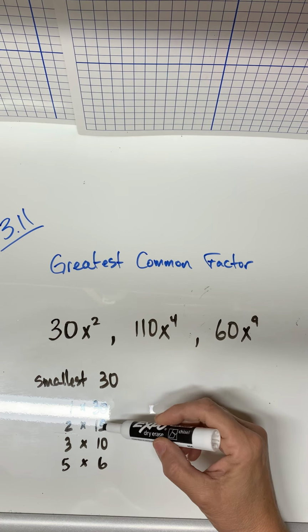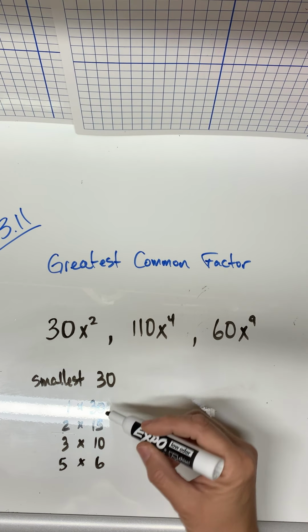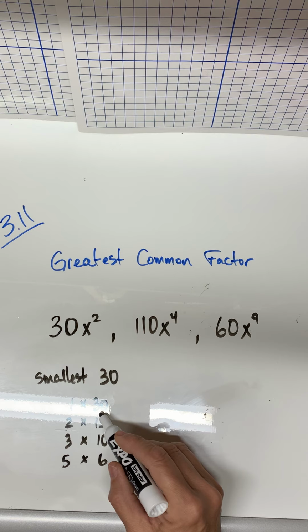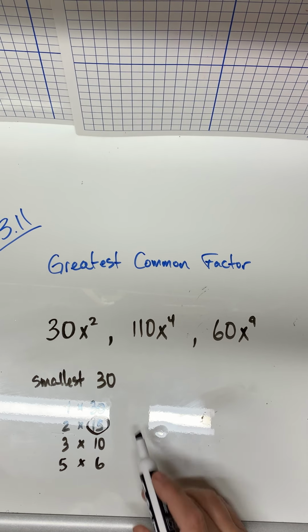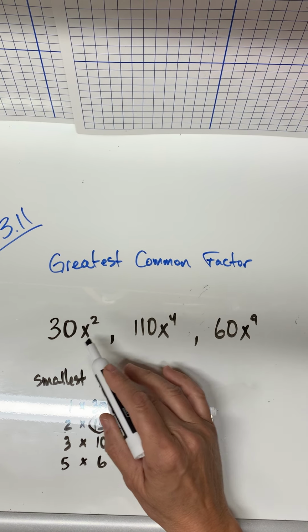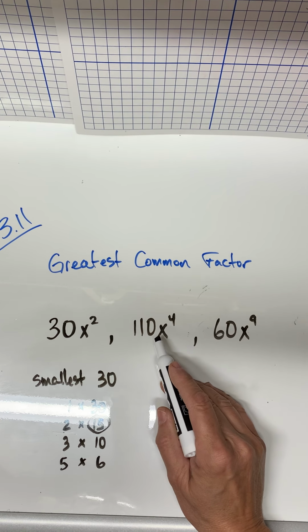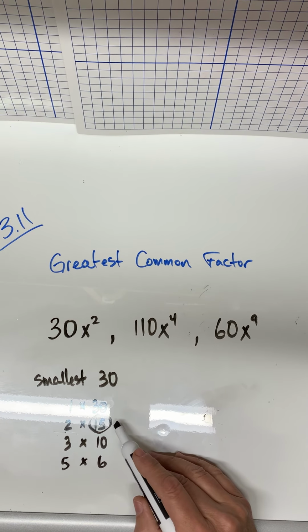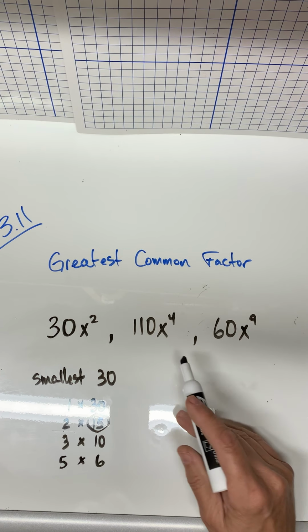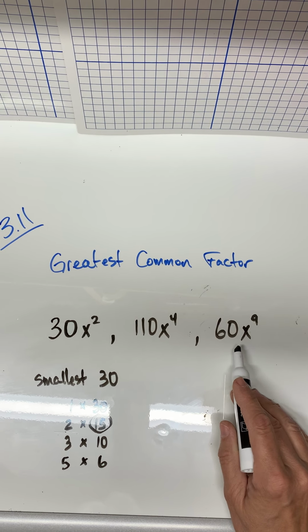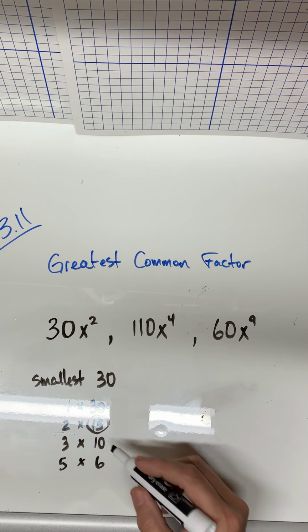So my next smallest factor of 30, which is right in the glare, is 15. So I would try 15. 15 definitely goes into 30. Does it go into 110? No. And how do I know? I could put it on my calculator. 110 divided by 15 is not a nice round number. And how about 60? Yes, but doesn't matter because it didn't go into 110.